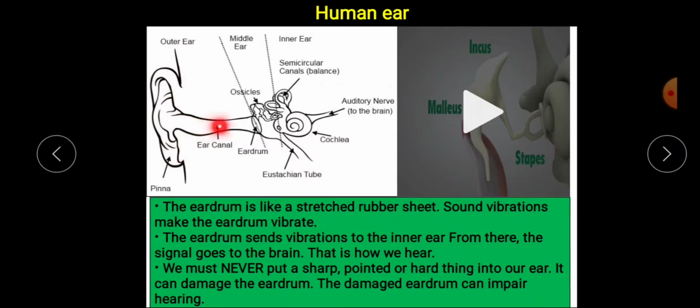As we go inside, we come across a drum-like structure, a flap or membrane-like structure called the eardrum. The eardrum is very important for our sense of hearing. If our eardrum is malfunctioning, then we will not be able to hear properly or hear at all.